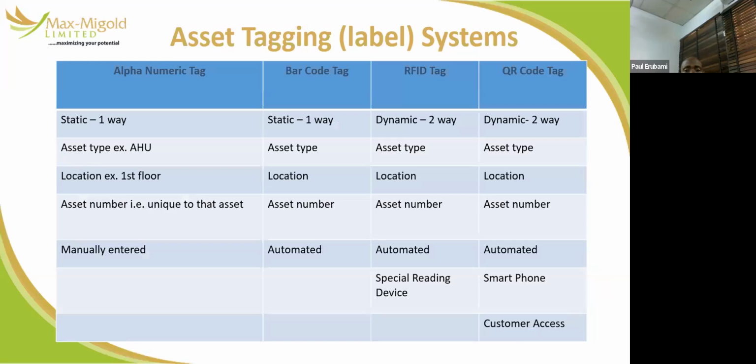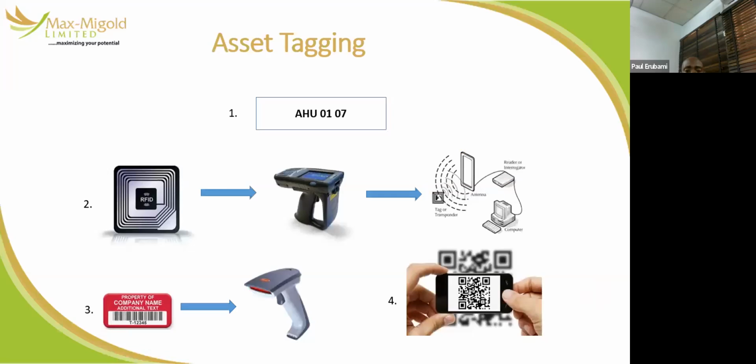These are all asset tagging methods that you can use. You can use alphanumeric, you can use barcode, you can use RFID, and you can use QR scan code. These are all examples.